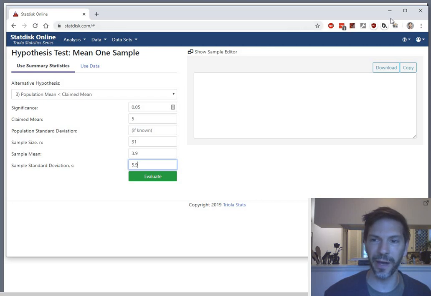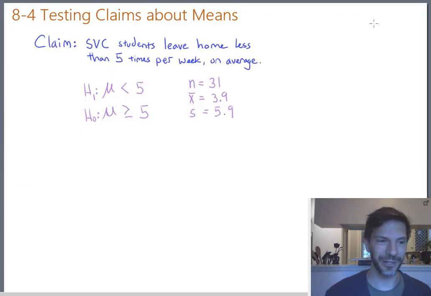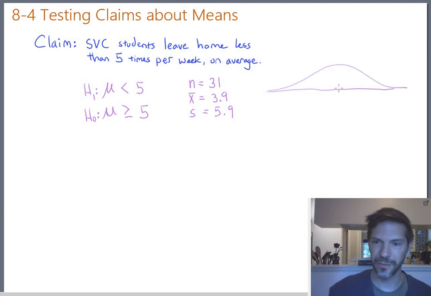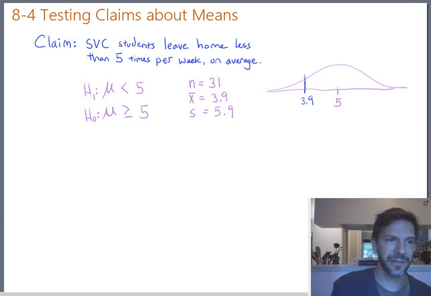Before I punch evaluate, though, you know me, I have to draw a picture at least once on this. So again, what's going on here? Ooh, nice, normal curve. As we're giving the null hypothesis the benefit of the doubt, we're saying, okay, for the moment, let's pretend that the average really is 5. And then when we take a sample that comes out at 3.9, say, hey, I got a sample down here somewhere. I don't know exactly how far down it is because I don't know the scale of this curve, but 3.9 is less than 5.